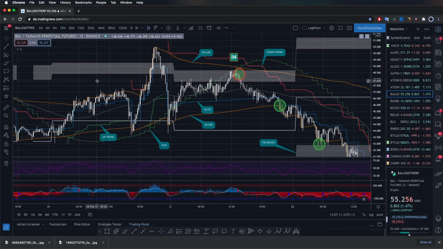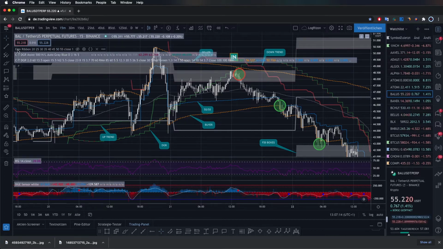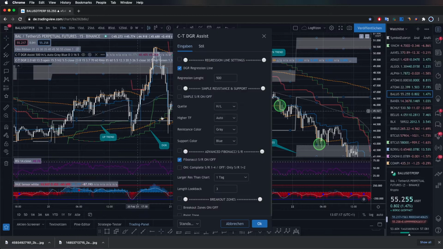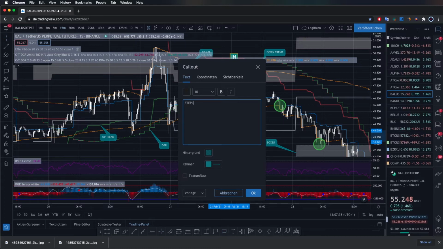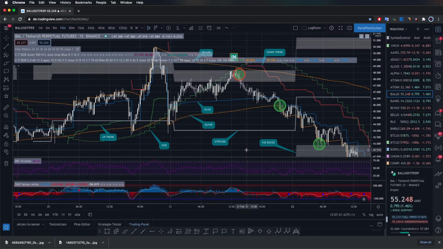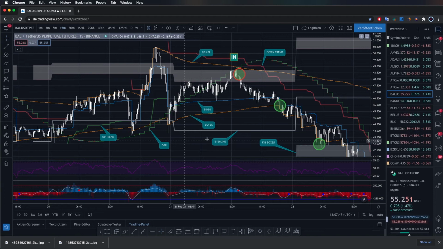Is there anything more I want to point out? I would say for this moment, not really. I can, just to make it a little bit clearer, take out the regression line, which isn't really part of my strategy. And I can let in this one. This one is the step line. It's not main part of my strategy, but it's good to have and good to see, because when the price is crossing this gray step line, the momentum really changed.